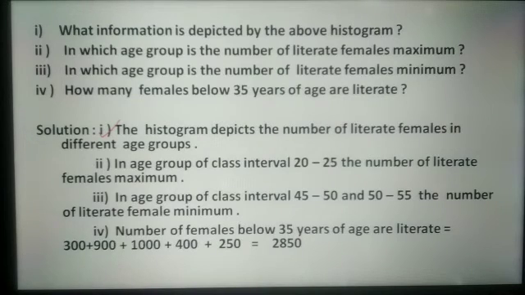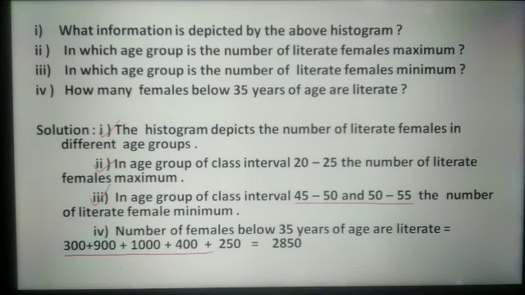In the second question, in which age group is the number of literate females maximum? Here, in the age group of class interval 20 to 25, the number of literate females is maximum. Now in the third question, in which age group is the number of literate females minimum? In the age groups of class interval 45 to 50 and 50 to 55, the number of literate females is minimum.